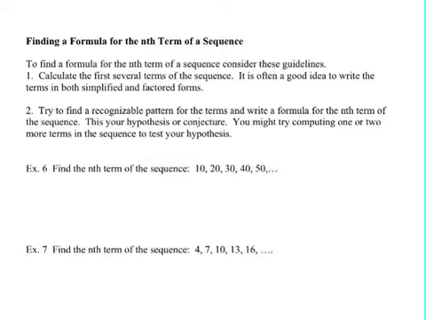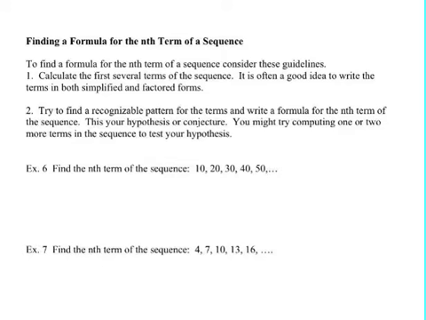It says, to find a formula for the nth term of a sequence, consider these guidelines. Number 1, calculate the first several terms of the sequence. It is often a good idea to write the terms in both simplified and factored forms. Step 2, try to find a recognizable pattern for the terms and write a formula for the nth term of the sequence. This is your hypothesis or conjecture. You might try computing 1 or 2 more terms in the sequence to test your hypothesis.